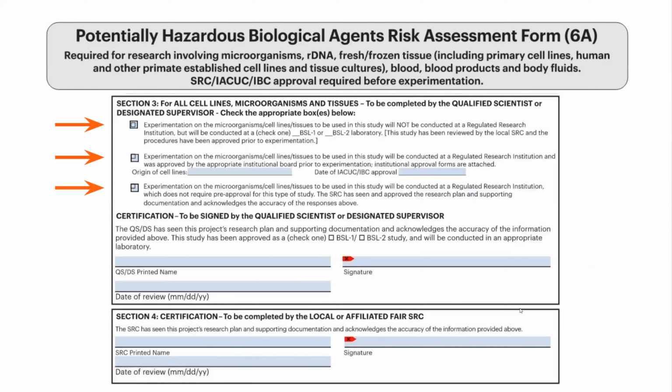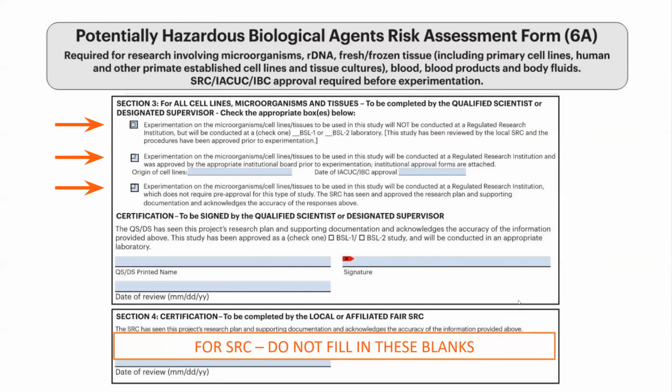Thanks, Megan. Section 3 is to be used for all cell lines, microorganisms, and tissues. Read the 3 bullets and check which applies. These relate to the facilities used for the experiment. Per the first box, if the research is not conducted at a regulated research institution but will be conducted in another lab, be sure to check what level of containment corresponds with that lab.